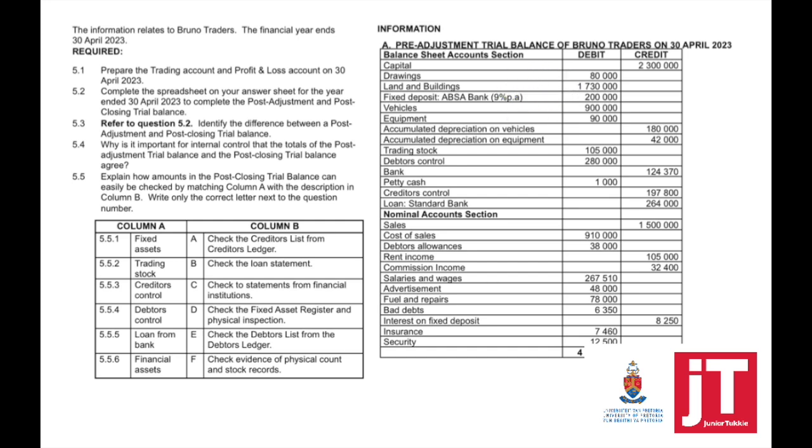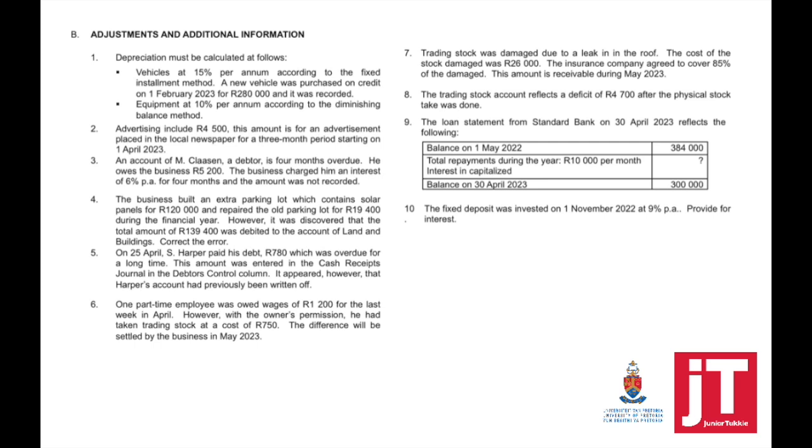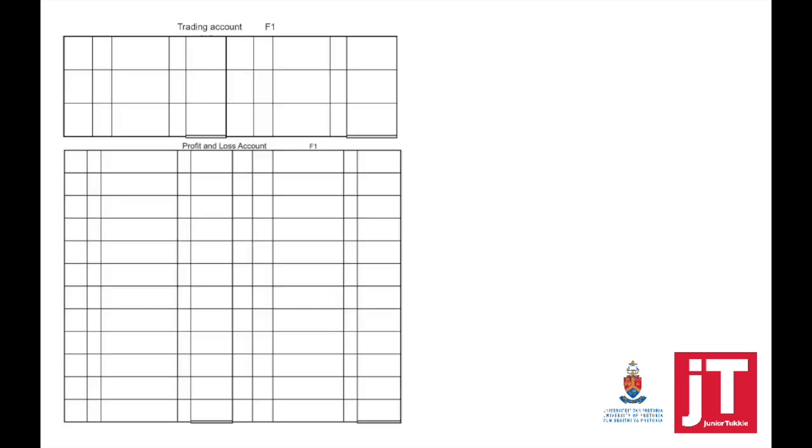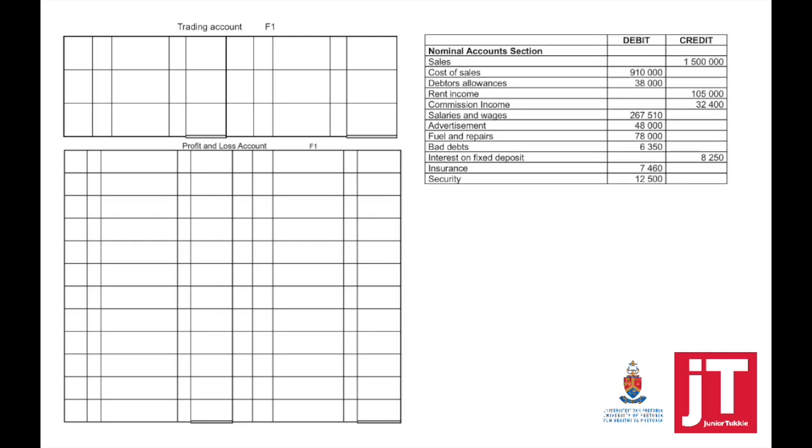So you are provided with the pre-adjustment trial balance and 10 adjustments that must be completed. We are first going to look at completing the final accounts, and then we're going to use our workings, our T accounts, to complete the post-adjustment trial balance and the post-closing trial balance. So starting with the trading account and the profit and loss account. Everything you should know by now in the nominal account section will go to the trading account or the profit and loss account, because the nominal account section is all my income and all my expenses.